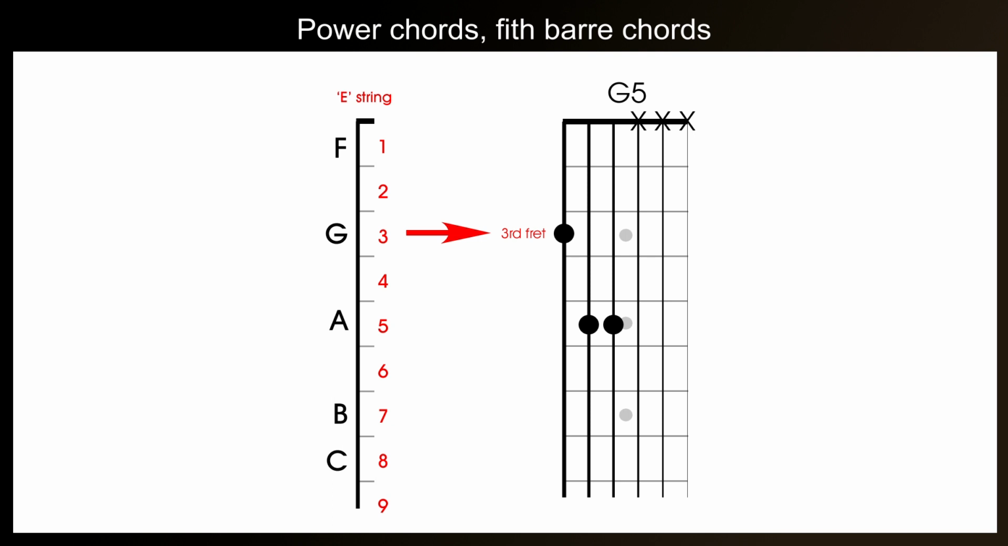So, if we were to play exactly the same pattern in the 5th fret, we would have an A5, and this is because the A is the 5th fret of the bottom E string. As another example, if you were to play the same pattern in the 1st fret, you'd be playing F5, and that's because the 1st fret of the bottom E string is F.